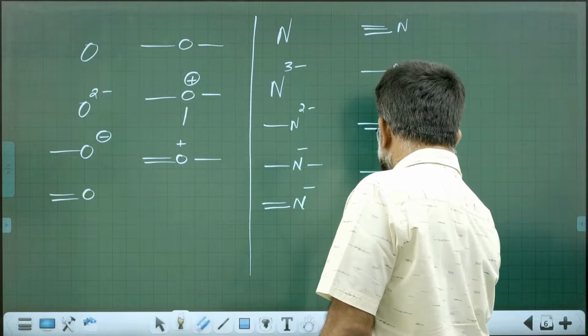A is called the donor atom, B is called the acceptor atom, and an arrow is put from A to B, donor atom to acceptor atom. That is a dative bond, a coordinate bond. In modern reviews a coordinate bond can also be represented like this. Either you can represent it like this or like this. That is the dative bond, the coordinate bond. Hope it is clear, right?